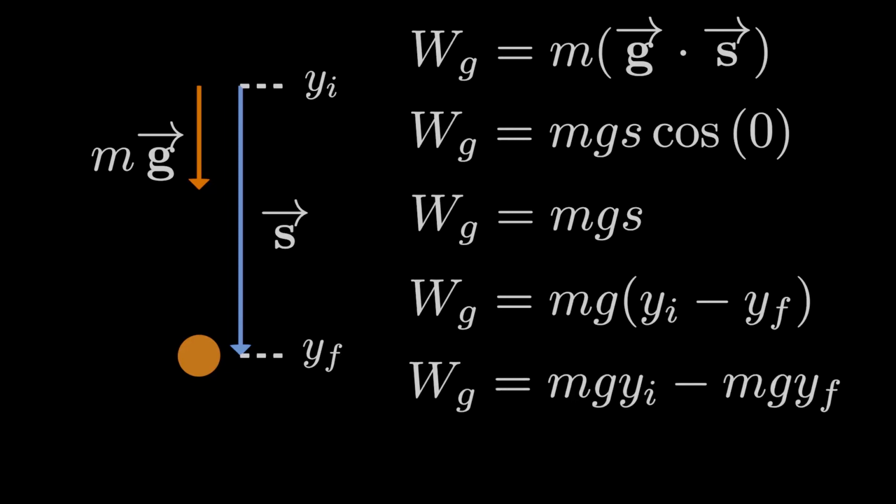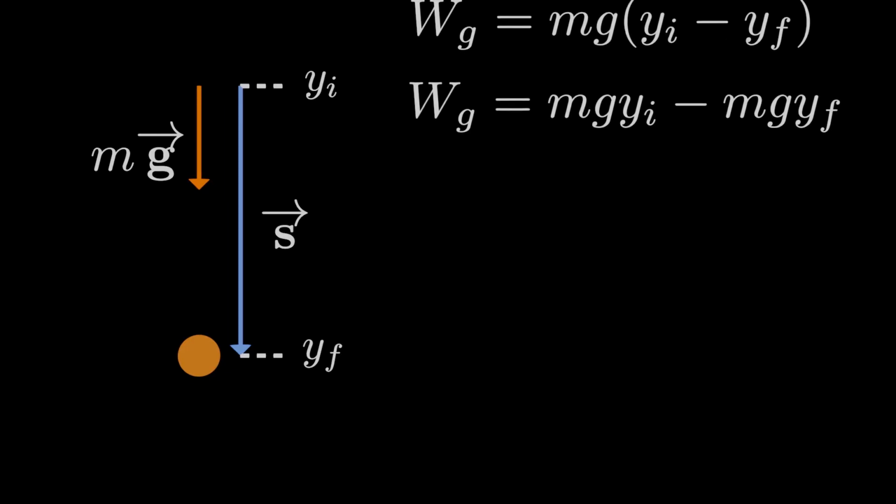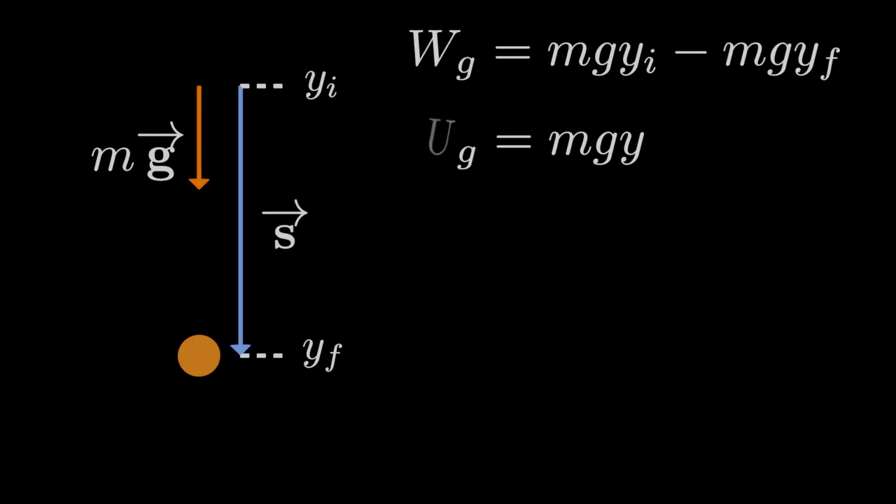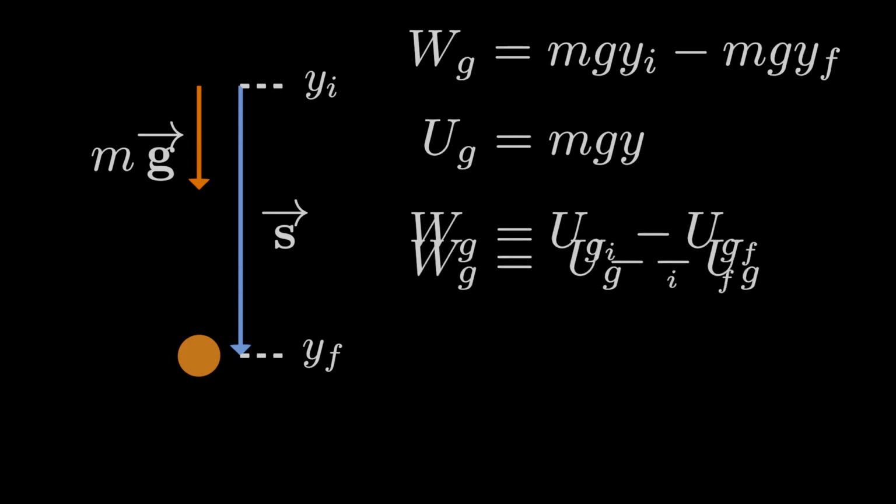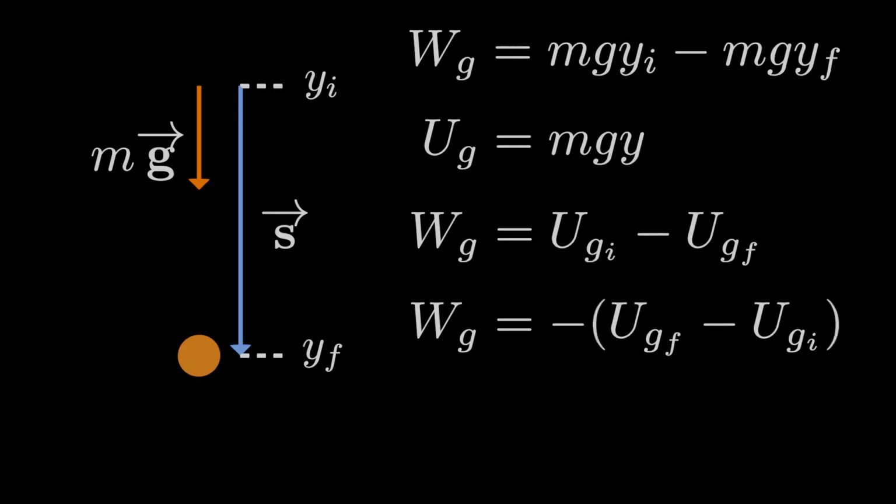We recall that in a uniform gravitational field near the surface of the Earth, the gravitational potential energy of the particle is mgy. So here we have the work done by gravity on the particle is the initial gravitational potential energy minus the final gravitational potential energy. Rearranging a little, we see that the work done by gravity is equal to the negative of delta U, or the negative of the change in gravitational potential energy.